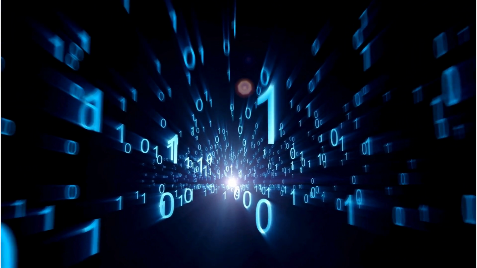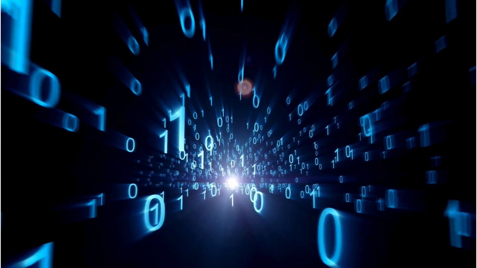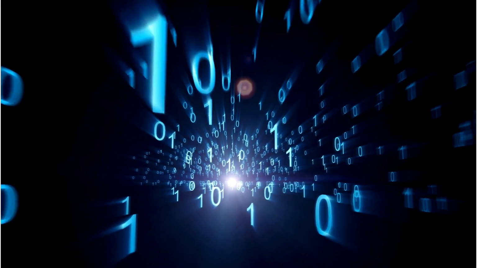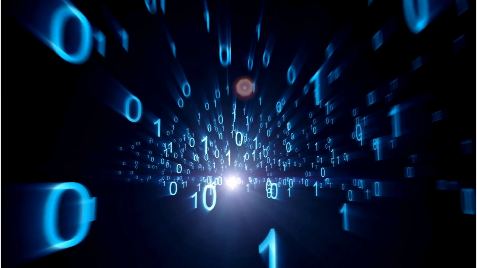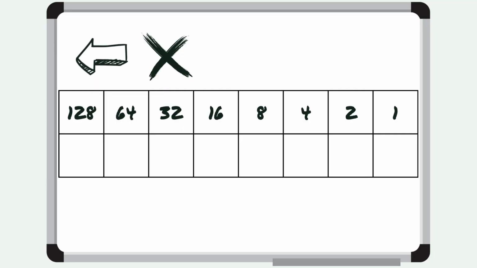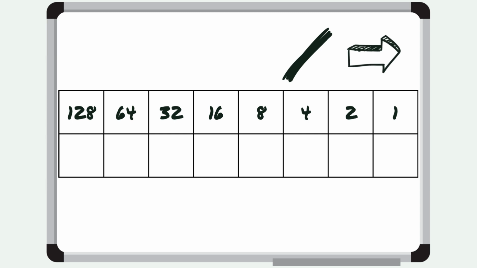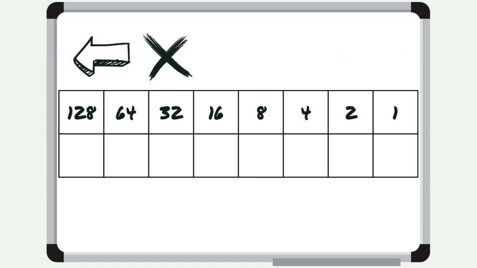In this video, we're going to look at how to perform binary shifts. Binary shifts allow us to multiply or divide binary numbers by powers of 2. When we shift to the left, we multiply the number, and when we shift to the right, we divide the number. Let's look at how we perform a binary shift to the left in order to multiply.